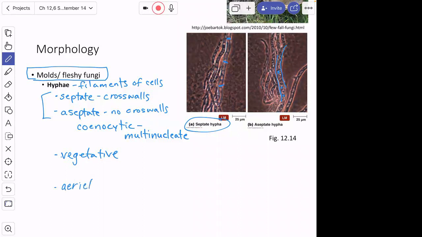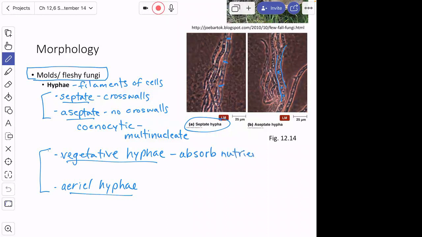So we're going to call them aerial hyphae and vegetative hyphae. Okay, so a vegetative hypha's job is just to absorb nutrients. They're growing at the tip, and they're absorbing nutrients and water. When you get big masses of vegetative hyphae, we have another term to describe that. We call that mycelium. Okay, so large masses are called mycelium.